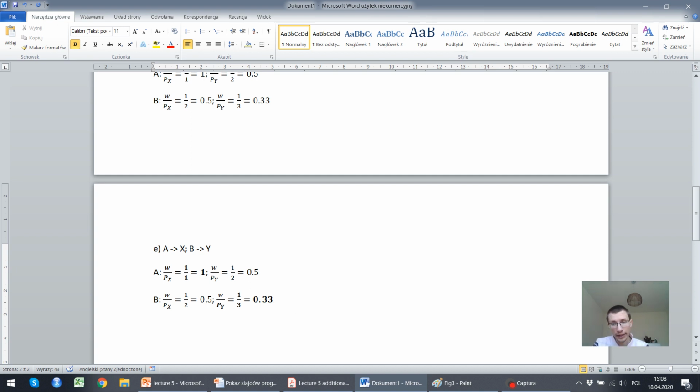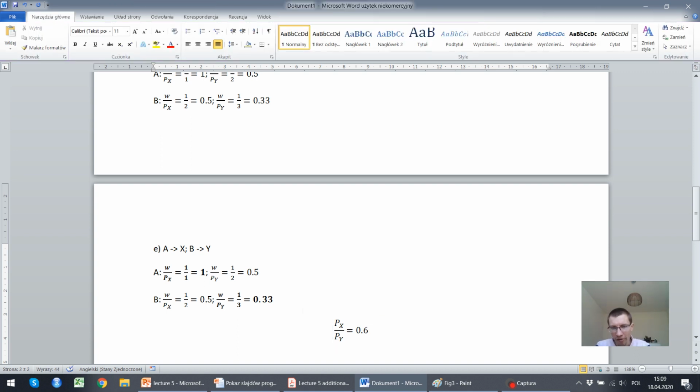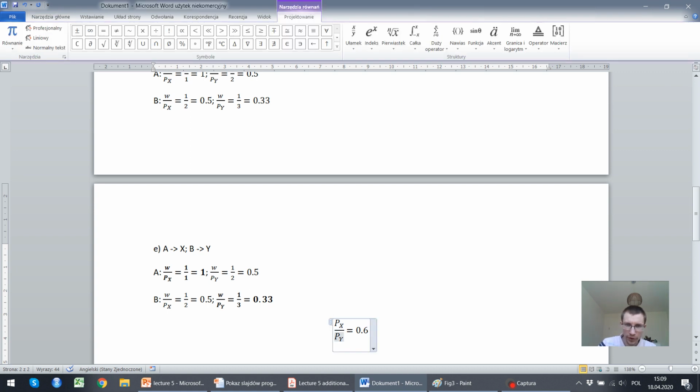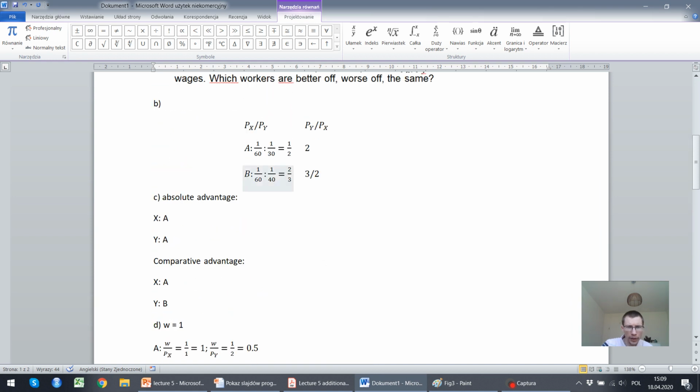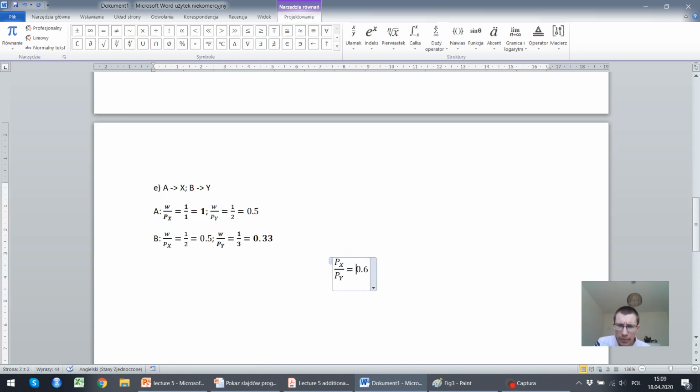But we know something about the new relative prices in the new economy after opening for trade. We know that the equilibrium relative prices of both goods on the market will be equal to 0.6. And what is important here is that this number is in between those two numbers we had. Okay, it's not important, no worries. We simply assume that the equilibrium ratio of prices of both goods is equal to 0.6.